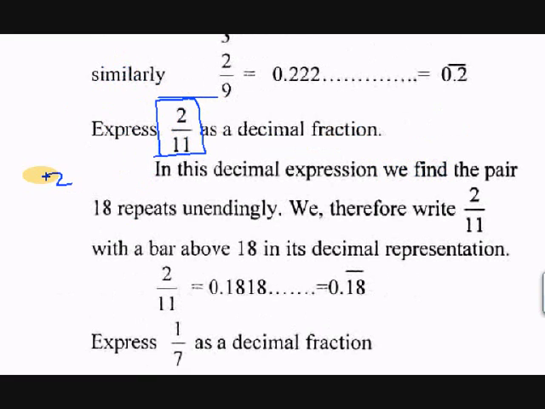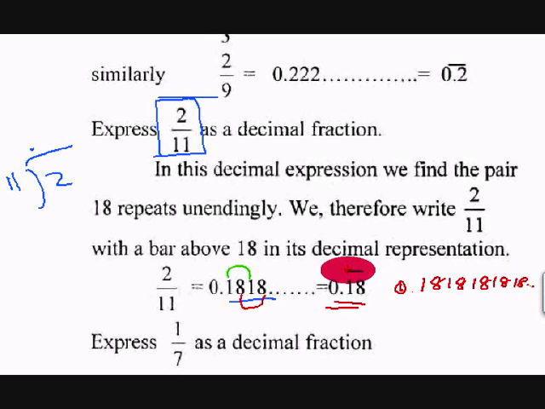Try 2 by 11. We get 0.1818, where the two numbers alternately repeat, right? So if this repeats like this, then we indicate it with a dash on top. That means what? It goes on like 1 8 1 8. Two numbers keep on repeating. That's how we denote it, by a dash over the two numbers.